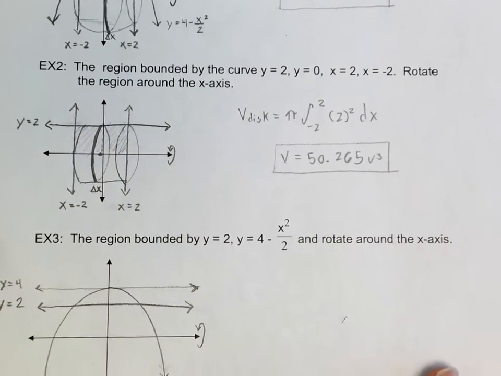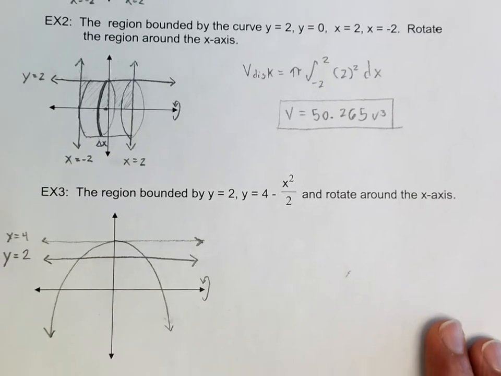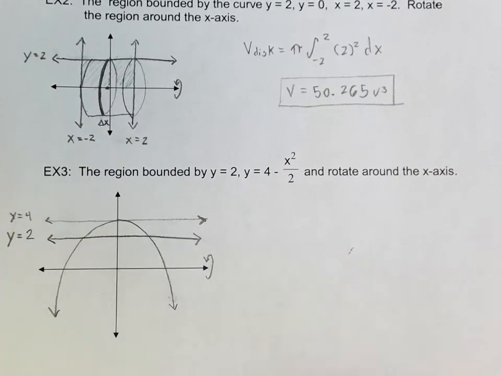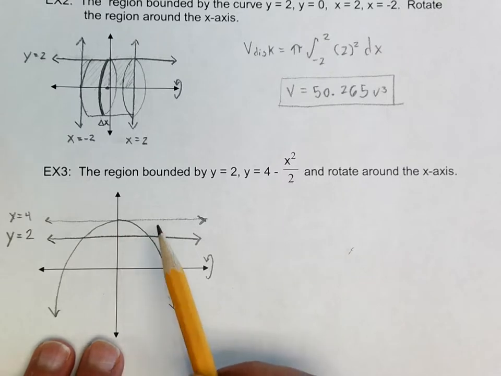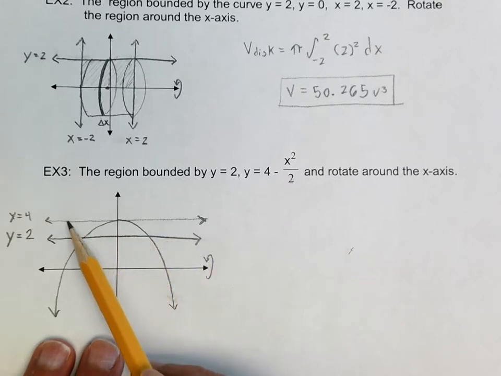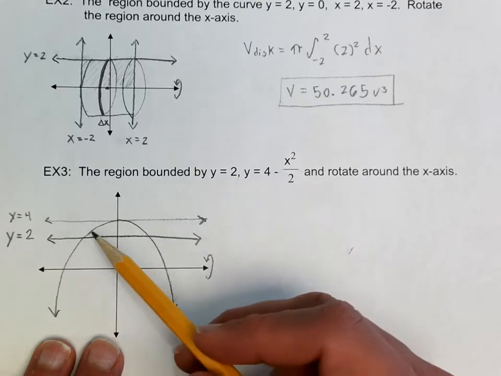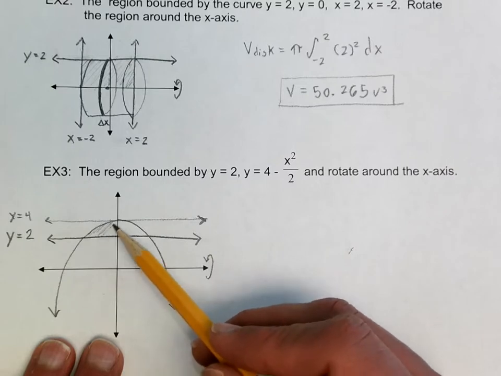Now, in example 3, what we're going to do here is the region bounded by y is equal to 2, which is this right here, y is equal to 4, which is that line up here, and this function. So the area that's being bounded is this.